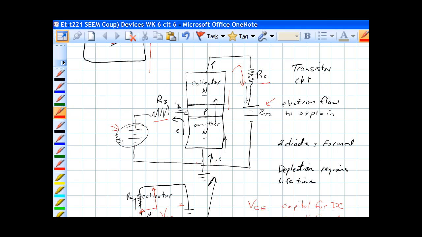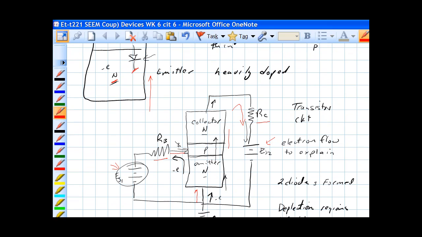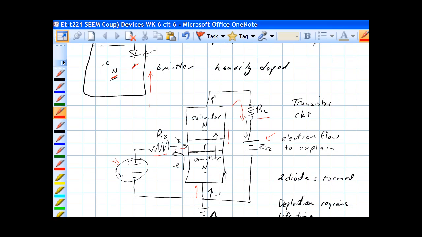Now, electrons come from the negative terminal of the battery. They go through the emitter. If there is a bias on the base, they will go through the base. This forward biases the diode here that we talked about. It changes the depletion region here. It actually reverse biases this one, and this depletion region gets larger. The depletion regions get closer together.